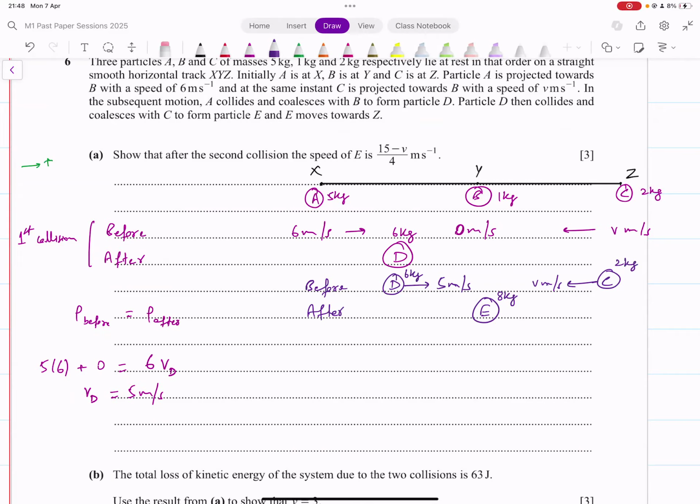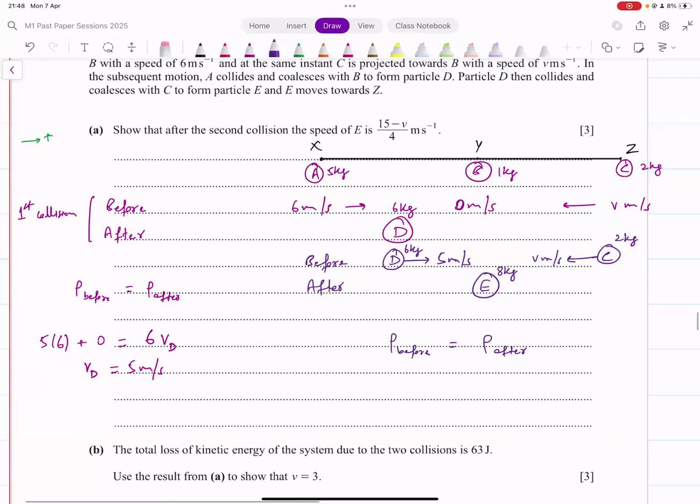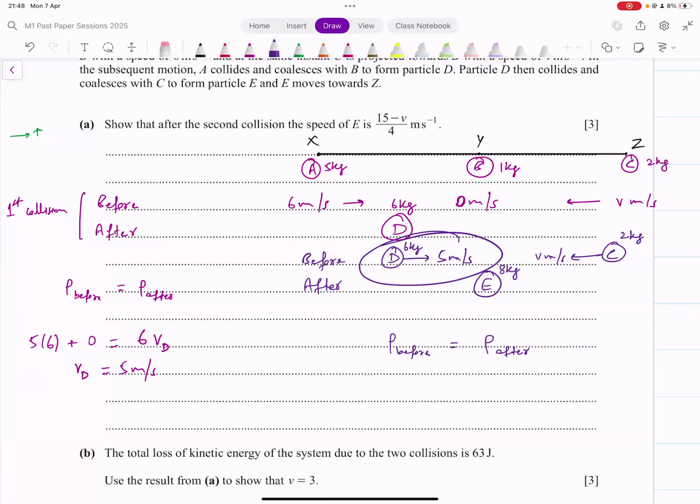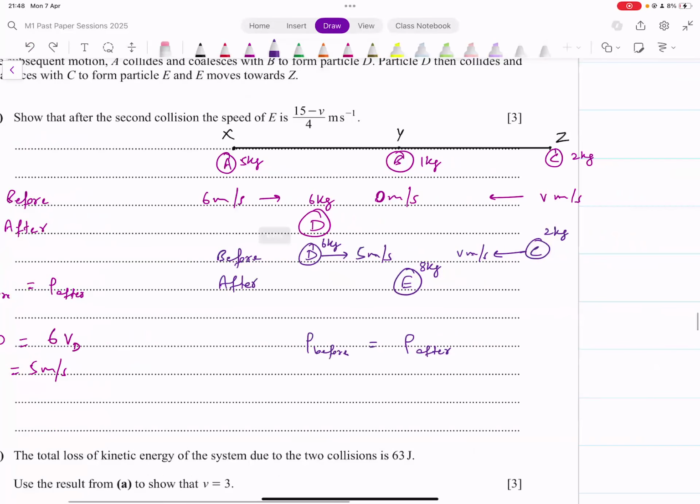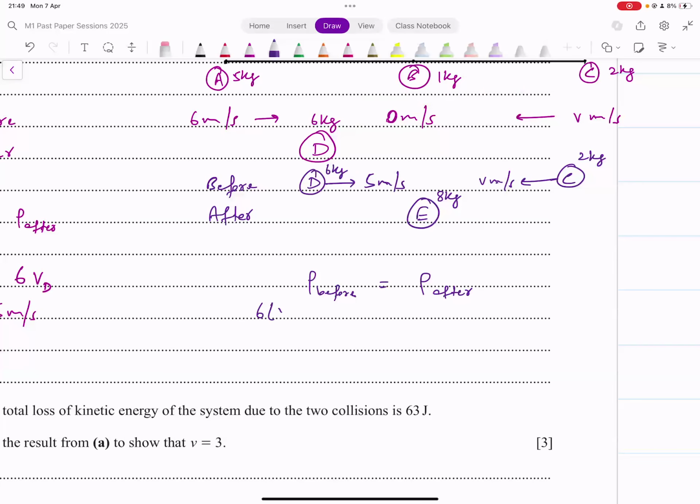Again, momentum before collision equals momentum after collision. Before collision, we've got particle D. What's the mass of particle D? That is 6 kilograms. 6 times 5, plus the momentum of particle C that's moving in the opposite direction. Its velocity is going to be negative, so 2 times minus V, right? This velocity would be considered negative if you're considering the right side positive. That should equal 8 times the velocity of E.